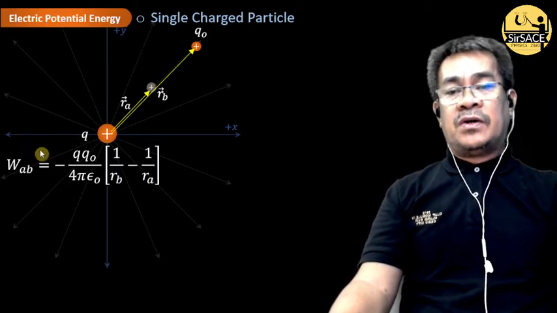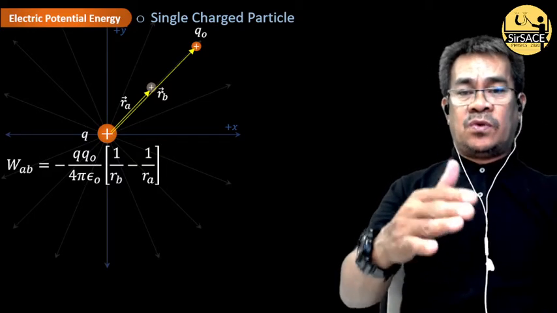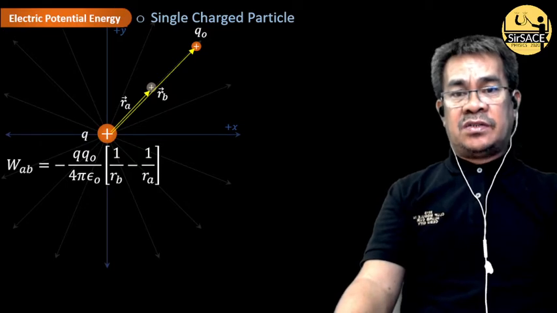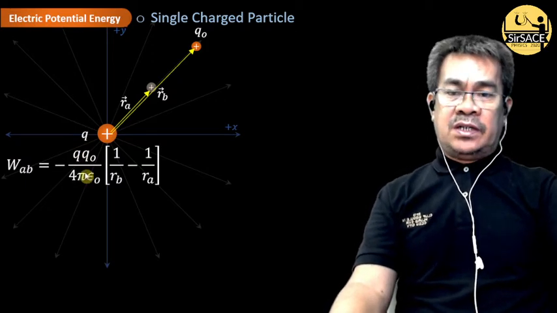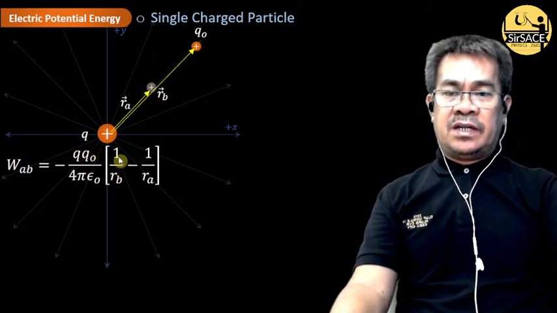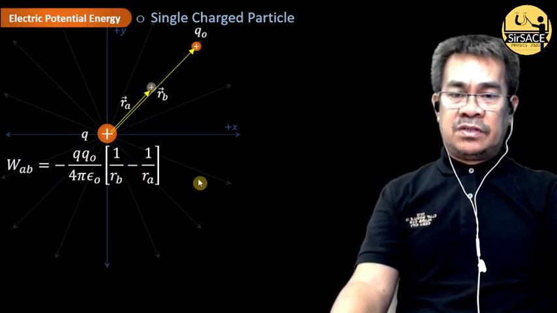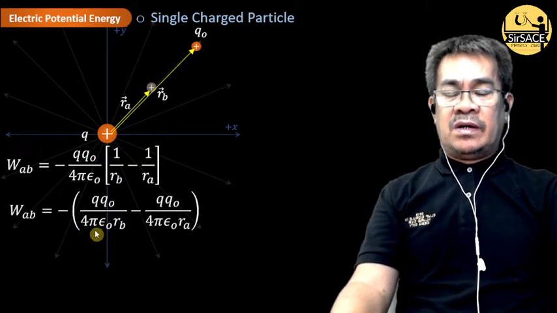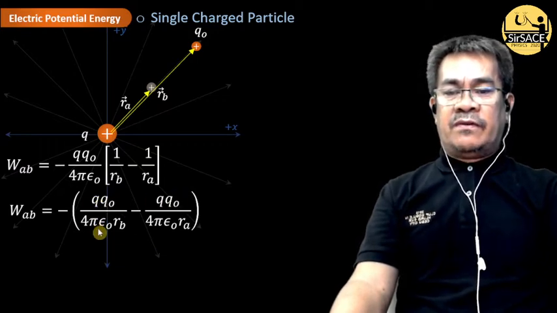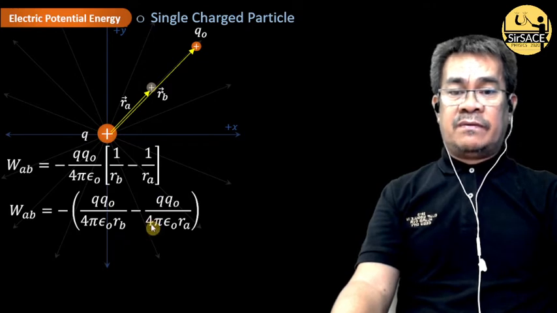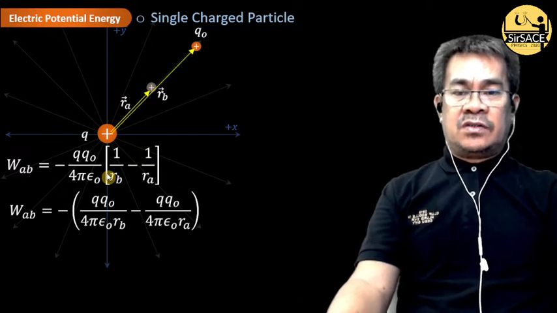Take note that we are about to calculate how much work is done on the charge Q naught traveling from RA to RB. Now look at this term. If we distribute this 1 over 4 pi permittivity inside the grouping symbol and leave this negative sign outside, distributing by multiplication, then we have this result. Now we have the negative of Q naught over 4 pi permittivity RB minus Q naught over 4 pi permittivity RA, close parenthesis. Nothing will change, and this is according to the laws of algebra.